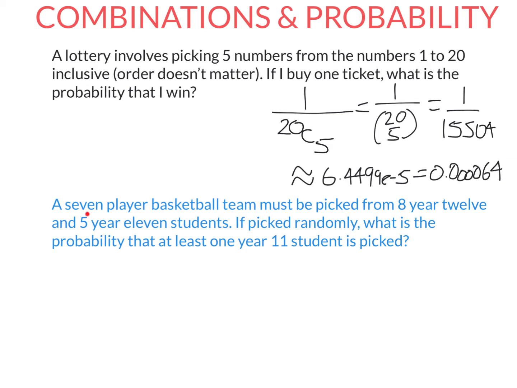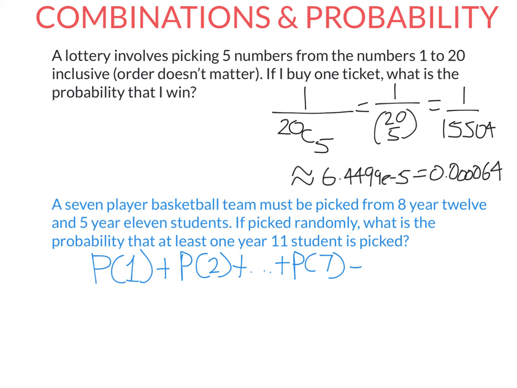So let's now look at this question here. A 7-player basketball team must be picked from 8 year 12 and 5 year 11 students, and if it's picked randomly, what's the probability at least one year 11 student is picked? So because we're picking a 7-player team and we want at least one year 11 student, that would mean I would have to go probability that there's one year 11 student picked plus the probability of 2 year 11 students picked, and so on. So this is what I actually need to find, but that would take a long time to do all of these calculations, particularly if you're in a test. So there is an easier way that we can do it.